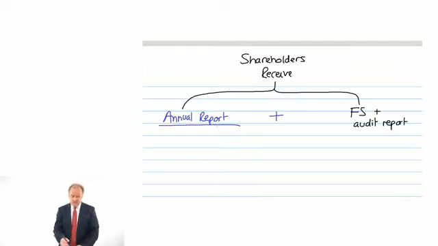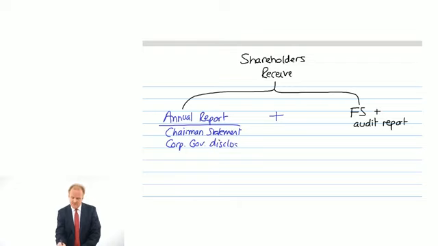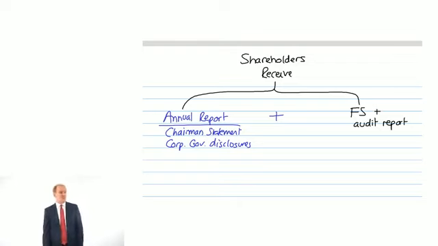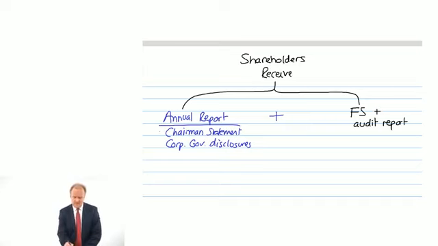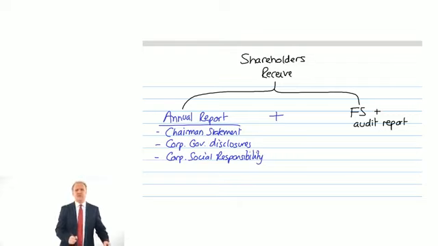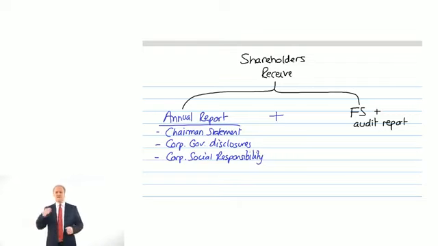The annual report is where they're going to get things like the chairman's statement, lots of corporate governance disclosures, report of the audit committee, report of the remuneration committee, just linking back to the beginning of the course, chapter 1. Bit of corporate social responsibility. So stuff about the company's impact on the environment, how it looks after its staff, customers, suppliers, blah, blah, blah, blah, blah.